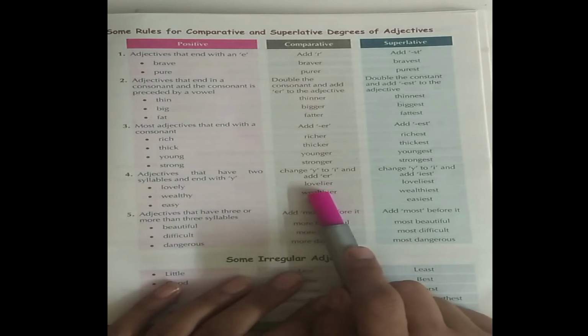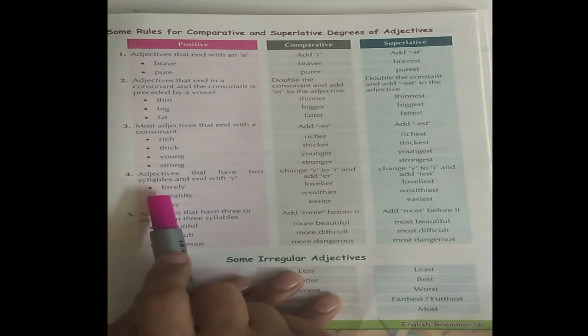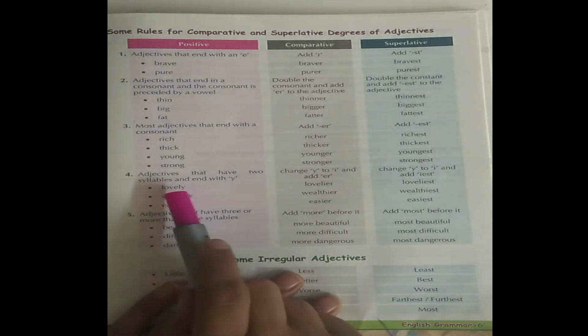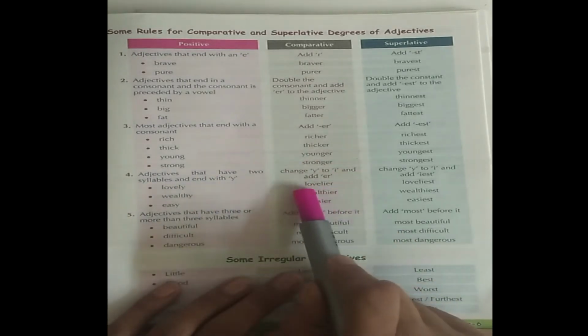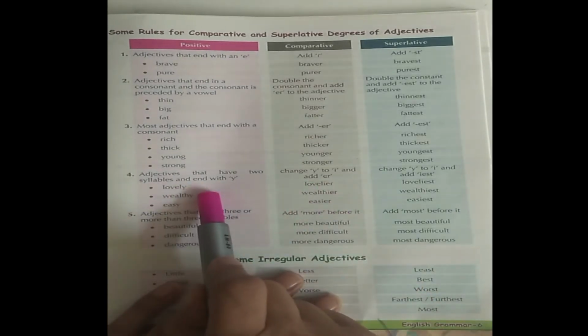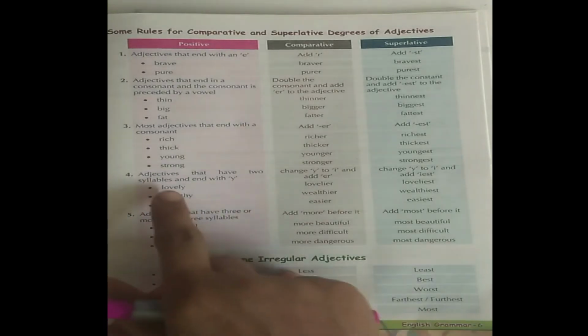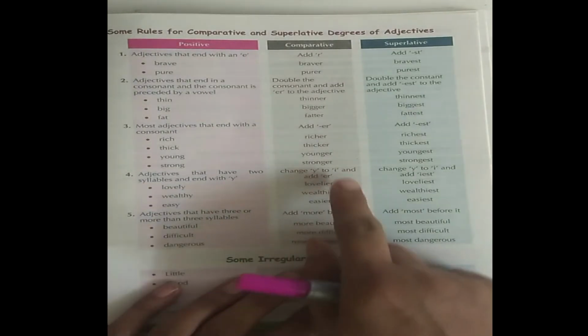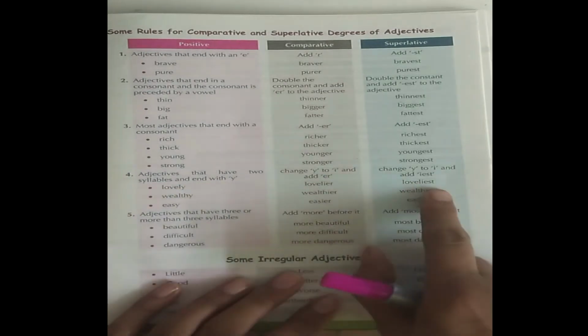And you need to be very careful about the spellings over here. Lovely: here Y is the last letter, and the adjective has 2 syllables and ends with Y. The comparative form of lovely is lovelier. Don't put only ER at the end of Y, which is being committed by many of you. Please do remember Y is to be changed into IER and IEST.